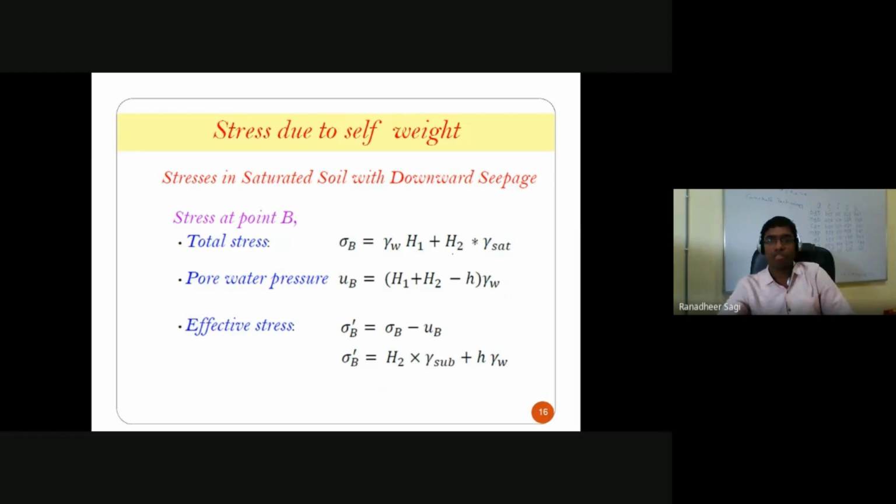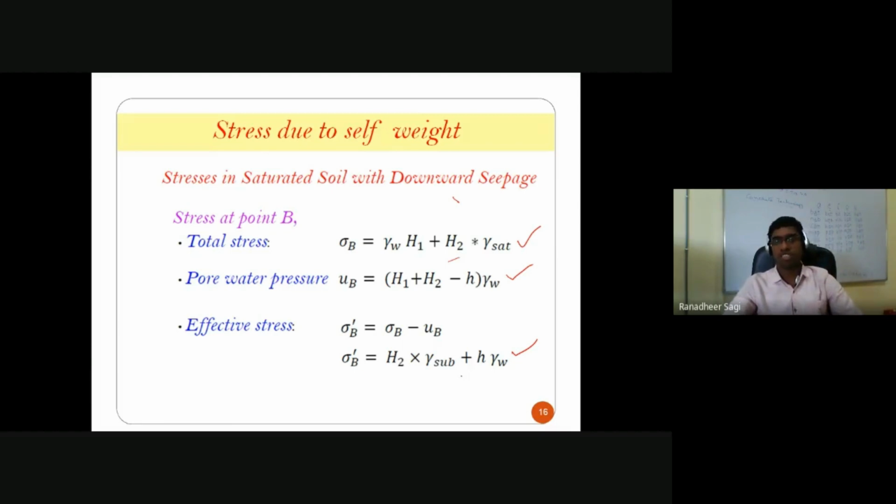So whatever I was trying to discuss, look at this expression for total stress, which we have already talked about, the pore water pressure, which we have discussed, and the effective stress. Once we start calculating, this is how we get the effective stress at point B position.